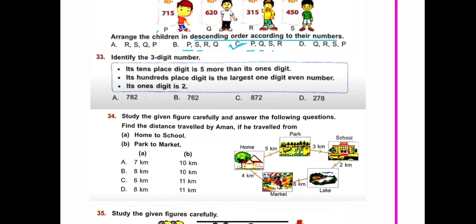33 question. Identify the 3-digit number. So its tens place digit is 5 more than its ones digit. So its tens place is 5 more than ones. So here is difference 6, here is difference 4, 7 minus 2 is 5, and 8 minus, okay, it is minus 1. So this is the correct, 7 minus 2. Next statement is its 100 place. Its 100 place 8 is the largest 1-digit even number. Okay, that is 8. So it is correct. So its 1 digit is 2. So option C is correct.